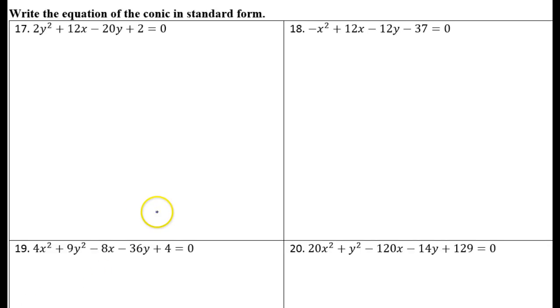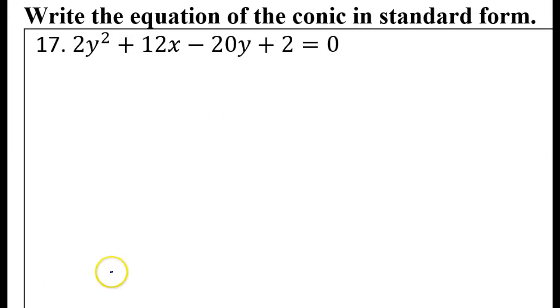In this video, I will show you how to take a general form equation of a conic section, like a circle, parabola, ellipse, or hyperbola, and rewrite it in standard form. To accomplish this, we will be completing the square.